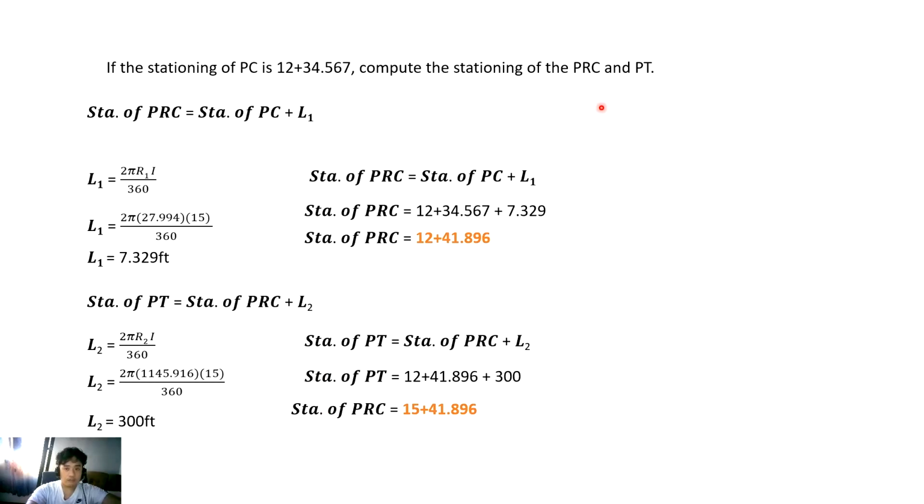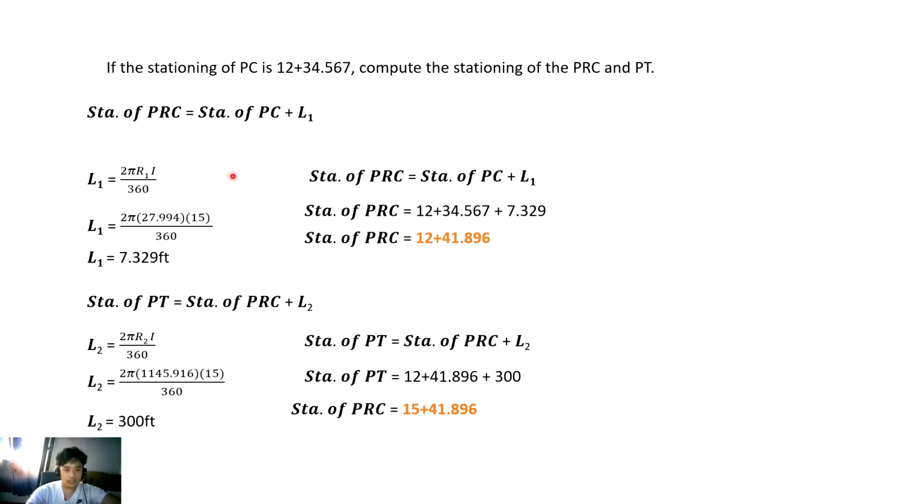So, for the stationing of PRC and PT, having station of PC as 12 plus 34.567. So, una, kukunin muna natin itong PRC. And since meron tayong station of PC, ang hahanapin na lang natin ay L1. So, para makuha yung L1, we're going to use 2 pi R1 times I over 360. So, substitute lang natin yung R at yung I. So, 2 pi times 27.994 times 15 over 360 and we'll get 7.329 feet.